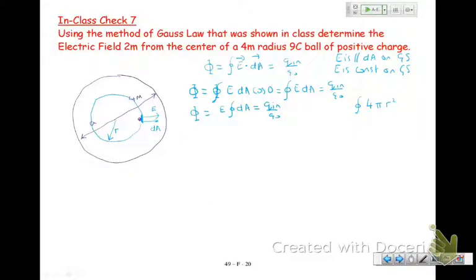So this means that E times 4 pi r squared is equal to Qn over epsilon naught. And we've been here before, so E is equal to Qn over 4 pi r squared epsilon naught.